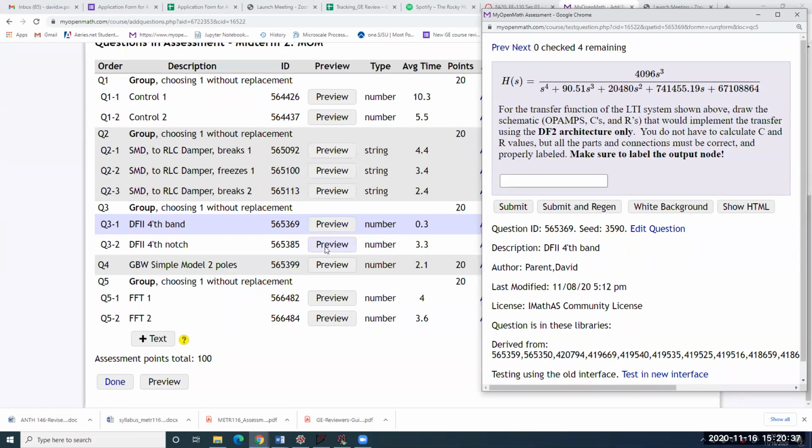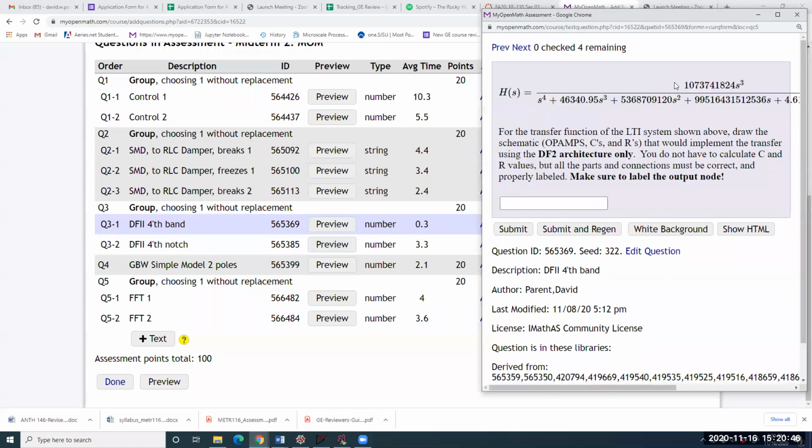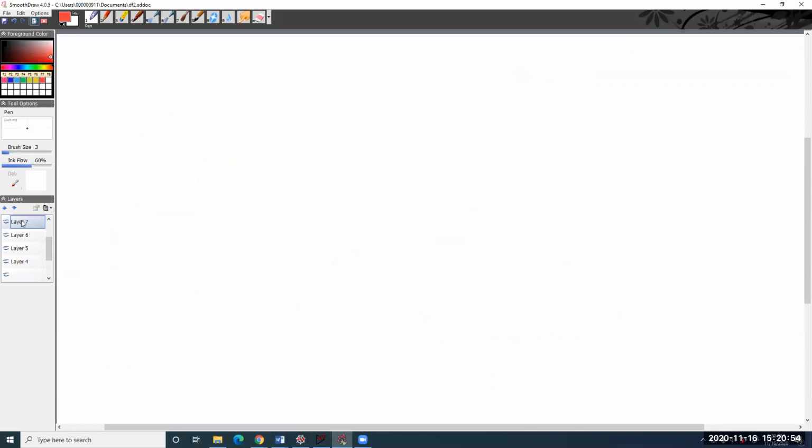So each one was a fourth order. One was a notch that you had to sum 3 terms, and the other one was a band that you had to invert a term. So they're both fourth order. So I draw 4 integrators.